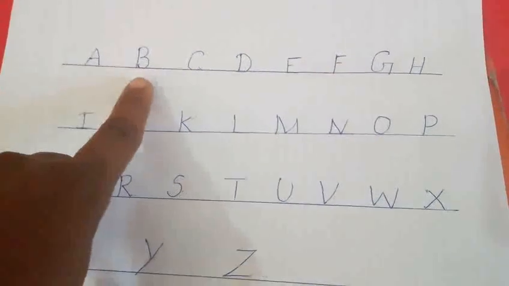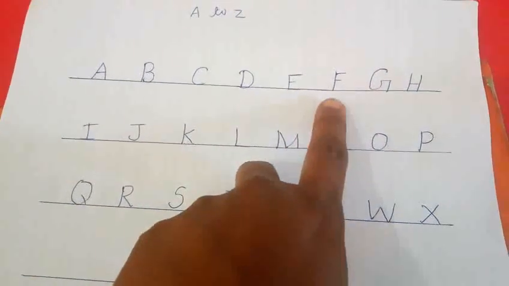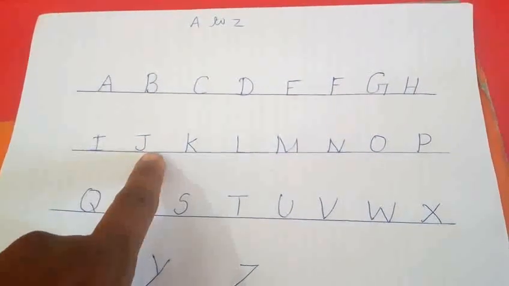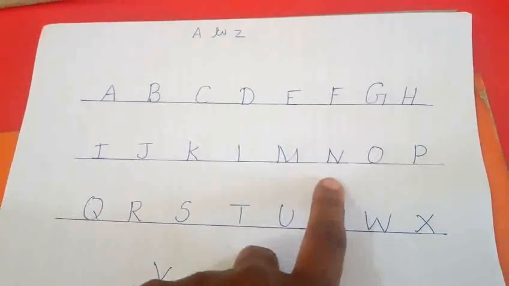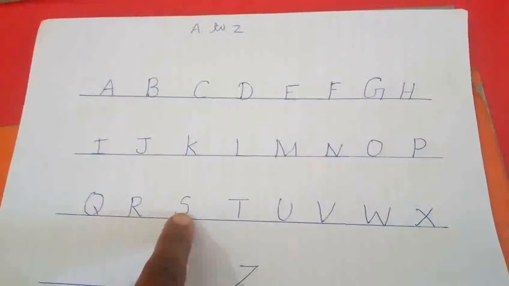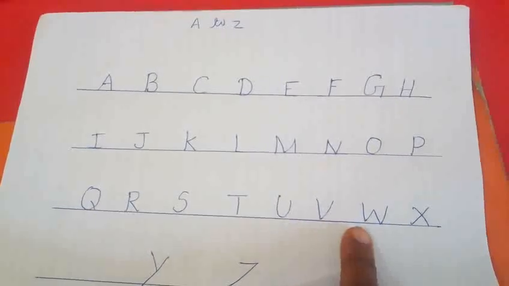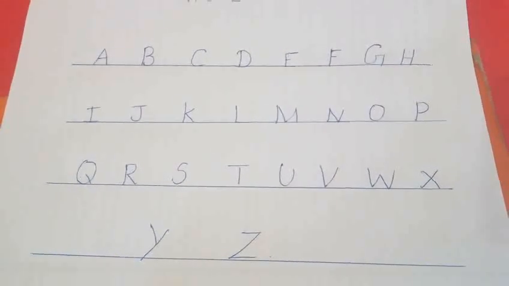Once again, uppercase letters A, B, C, D, E, F, G, H, I, J, K, L, M, N, O, P, Q, R, S, T, U, V, W, X, Y, Z. My dear children, like this you will write in your rough note 3 times.